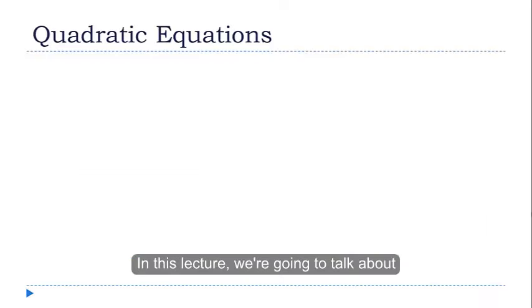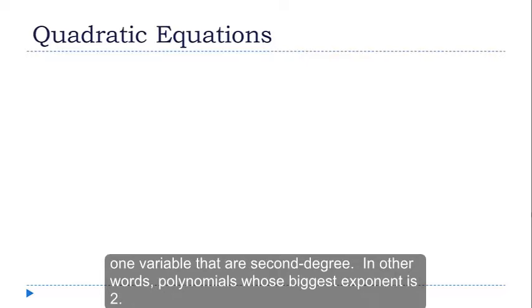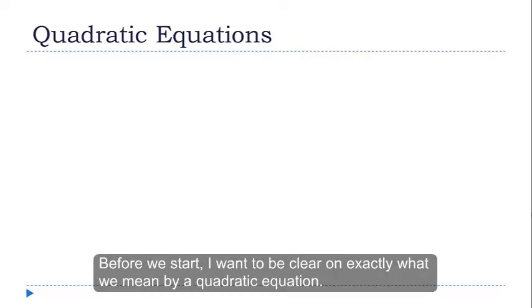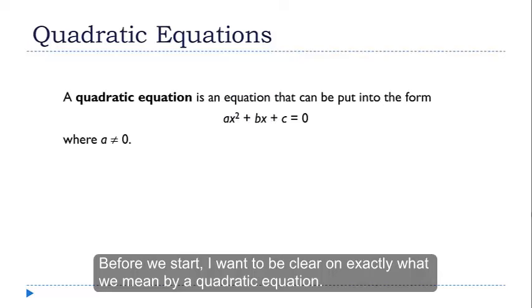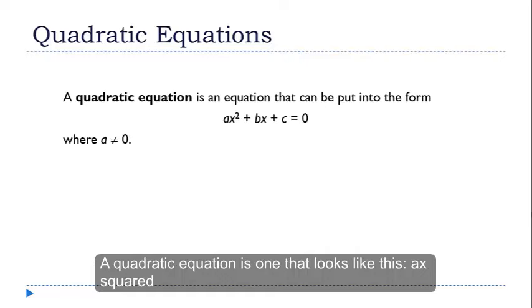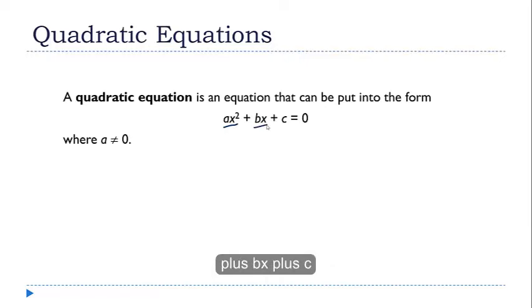In this lecture, we're going to talk about quadratic equations, that is, equations with one variable that are second degree. In other words, polynomials whose biggest exponent is 2. Now, before we start, I want to be clear on exactly what we mean by a quadratic equation. A quadratic equation is one that looks like this. It's ax squared plus bx plus c, where a is not equal to 0.